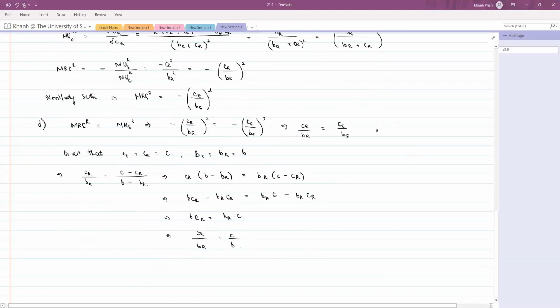Okay, so this is the first condition, this is the second condition. From the first and the second star, we have derived the condition that the question asks you to show, which is CR on BR is equal to CS on BS and equal to C on B.